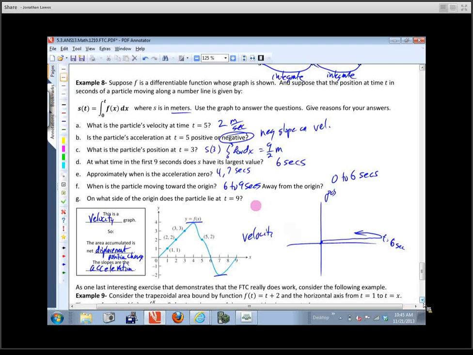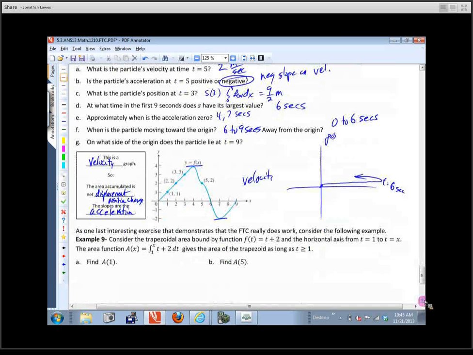Great question for G. On what side of the origin does the particle lie at t equals 9 seconds? Positive side, on the right side. Okay. Can you tell me why by looking at the velocity graph? Okay, very well said, even my verbiage there. Okay, we accumulated a bunch of positive position change, and then we chipped away at it a little bit, but this area is much larger than that area right there. So we're going to end up with a positive position.